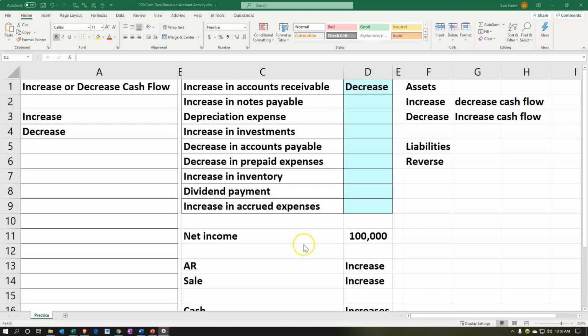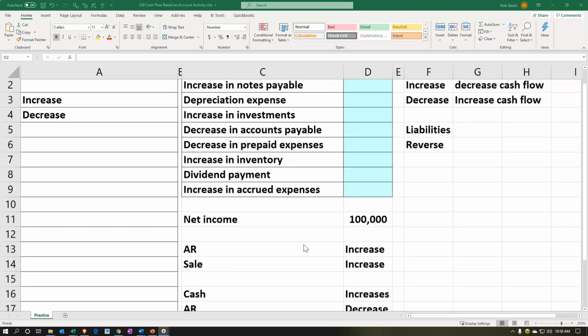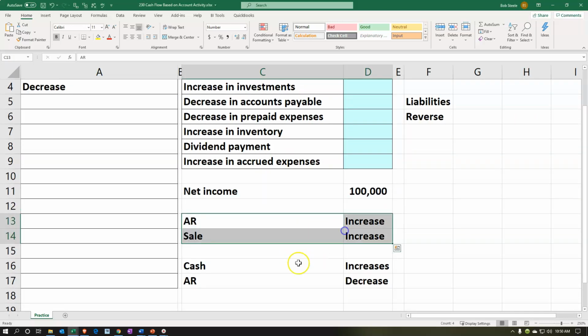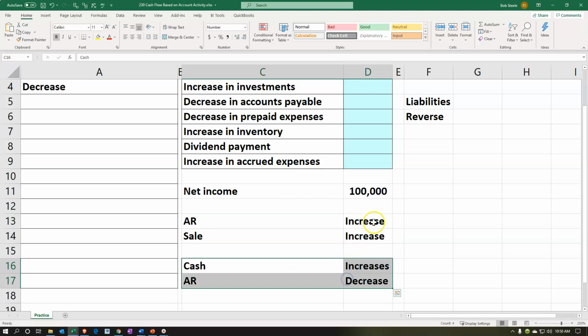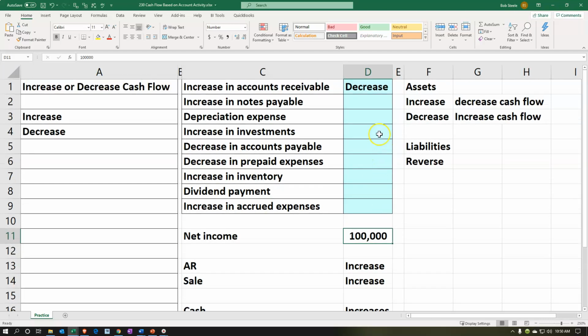And that's because year over year, last year compared to this year, if there was an increase, then that means this happened more than this, which means the income is overstated. So we're going to decrease it. And then if there's an increase in accounts payable, then we're going to increase it because it's the opposite of the general rule for the assets.